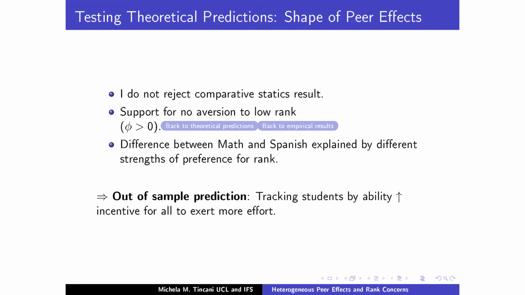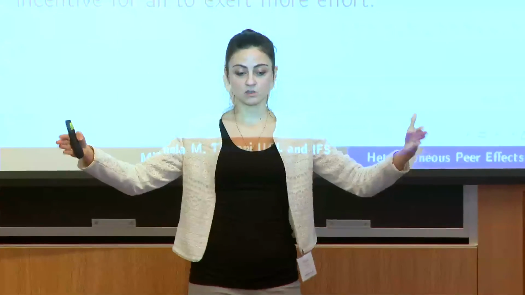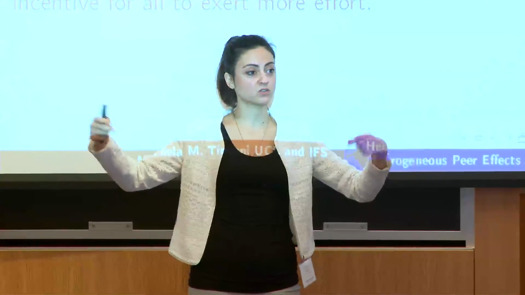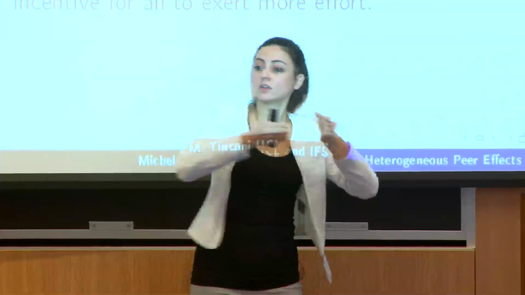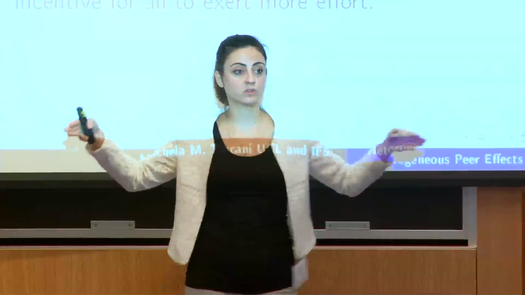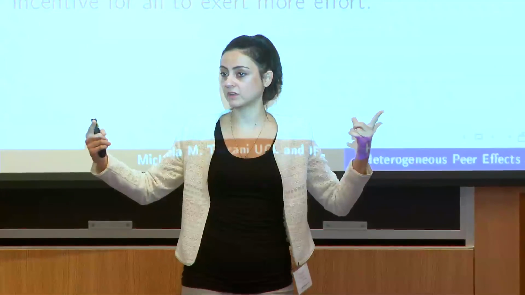So given the type of rank concerns I find evidence for, I can tell you that if we track students by ability, and tracking students by ability is an out-of-sample type of variation, because the type of variation I see in the data is you keep the support of a distribution constant and you change the variance. Tracking, you are partitioning the support of the distribution, so it's a different type of data variation.